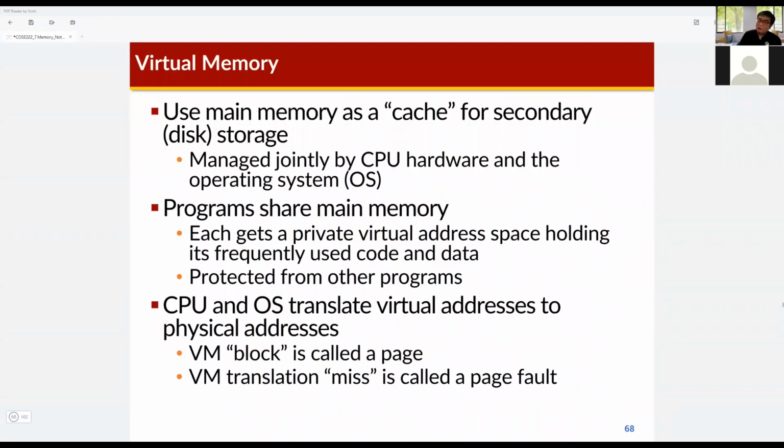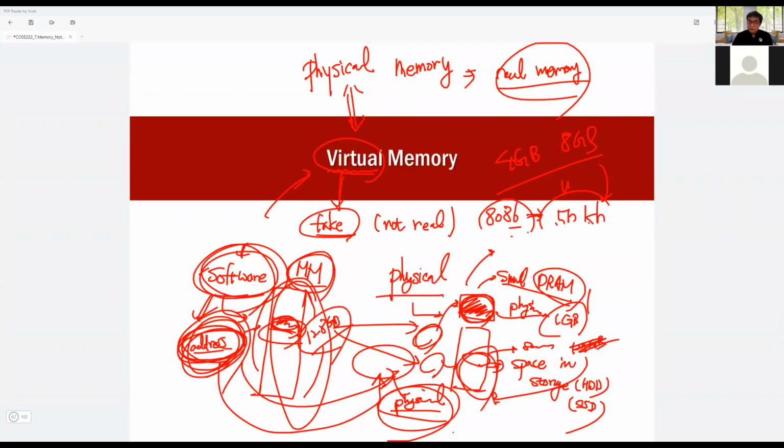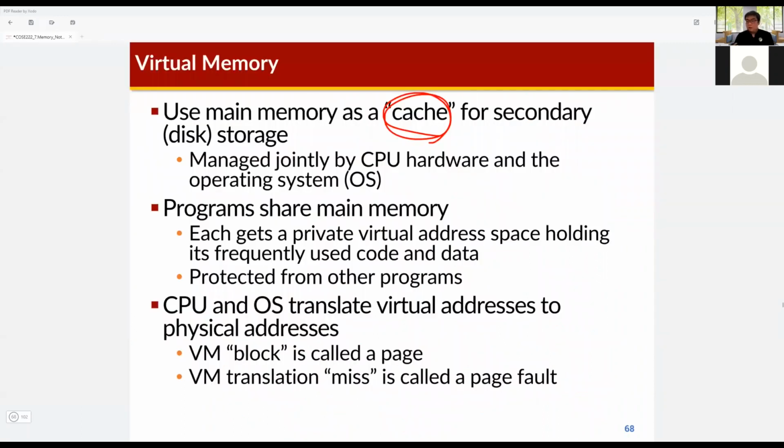This slide summarizes the concept of virtual memory. Virtual memory means that we can use the main memory as a cache. The small main memory acts as a cache, and a large amount of data can exist in storage, like a hard disk drive. As I explained in the previous slide, that is the start of the idea of virtual memory.